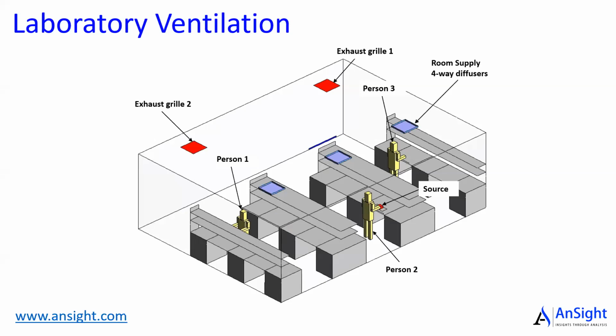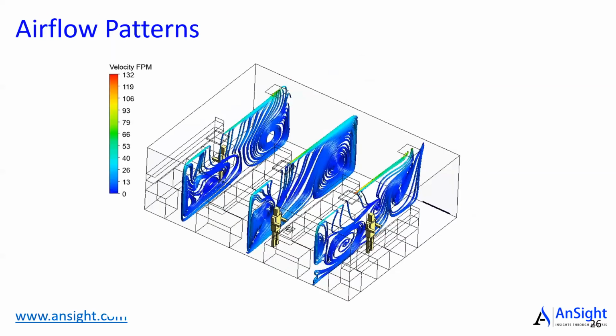So I have 3 four-way diffusers, as I showed to you. Those are most common in most of the occupied spaces. I have 2 exhaust grilles here. I have 3 persons working here. And there is a source of contaminant in front of this person. Let's assume this guy spilled a bottle of chemical and it starts evaporating from there. So what we are going to do, we are going to look at how that contaminant spreads into this lab space.